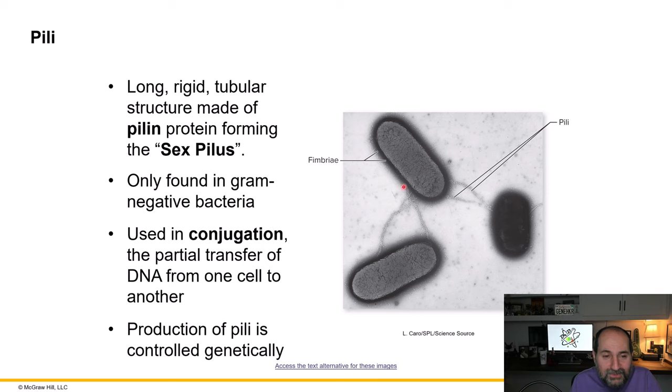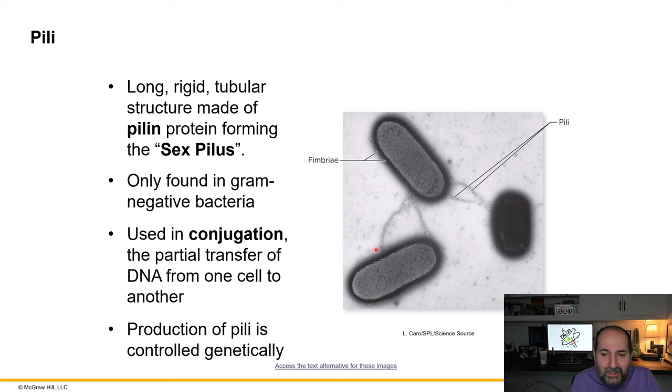This process is known as conjugation. After the conjugation occurs, after the sex pilus has docked onto a neighbor, there is a partial transfer of DNA from one cell to another. The donor cell, the cell that made the sex pilus, is the only one that sends genetic information, genes, to the other cell. Imagine that.